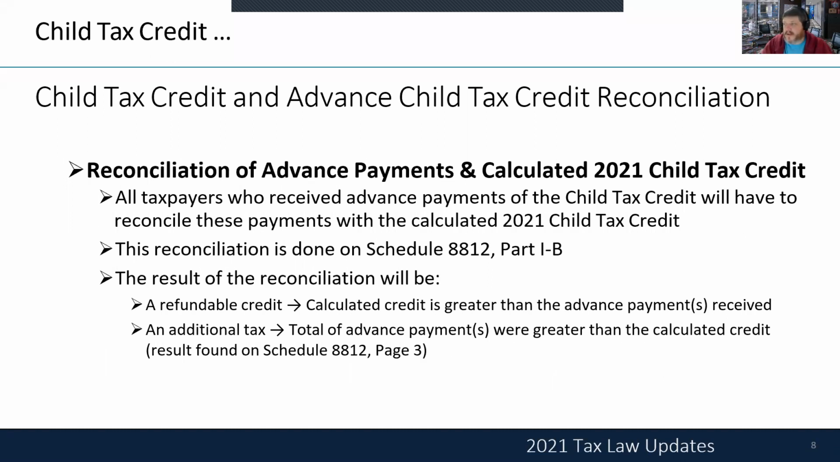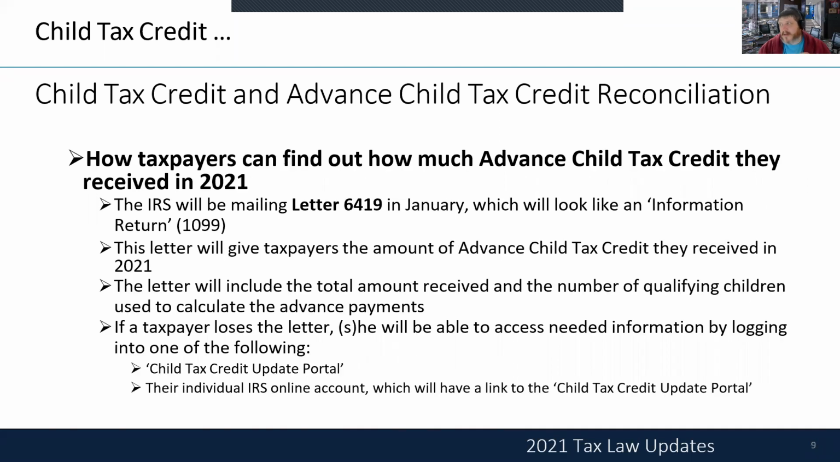So the reconciliation, which I showed you guys earlier, is line 14F on the 8812. Any payments that they received had to be reconciled on the 8812. The result of the reconciliation is going to be one of 2 things. Either they are going to get a refundable credit, which means the calculated credit is greater than the advance payment received, or they're going to get additional tax, which means they got more advance payments than they were qualified to get.